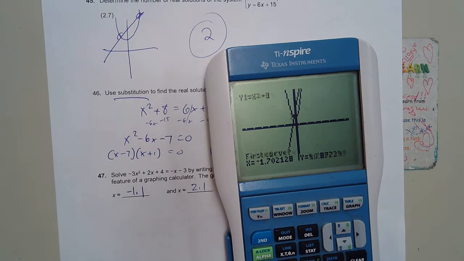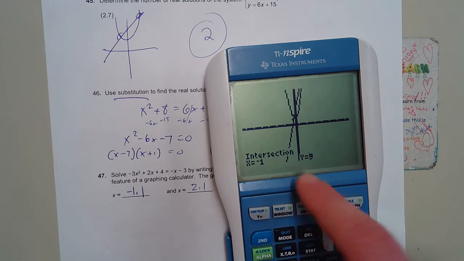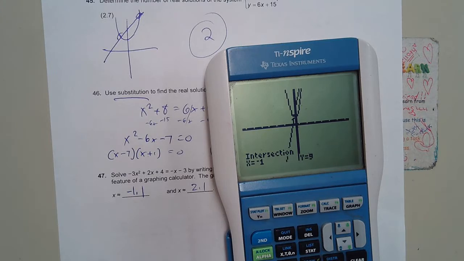So one of them's right here. You hit enter 3 times, and boom, it gives you that coordinate. So you can use Desmos where you just click on them. Whole lot of ways to do this correctly.